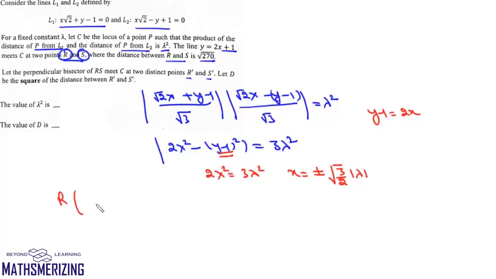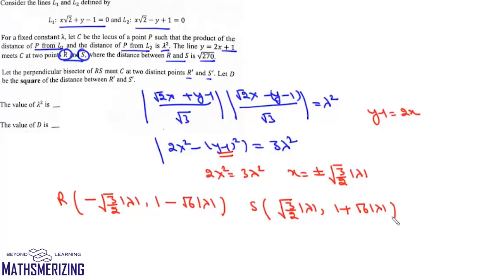So let this point R be x = −√3/2 |λ|, and if you put x as −√3/2 |λ|, y will be 1 − √6|λ|. And in the same way S will have x = √3/2 |λ|, and if we put this, we'll get y as 1 + √6|λ|.